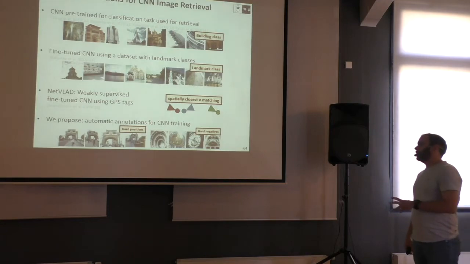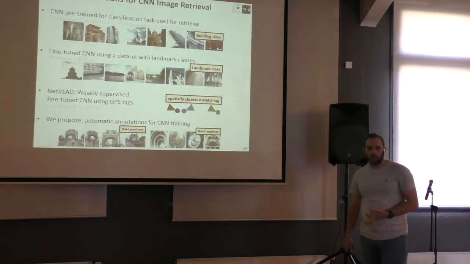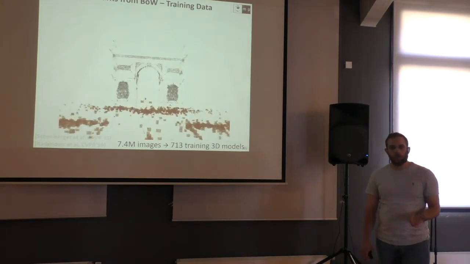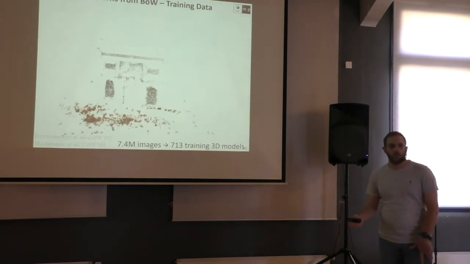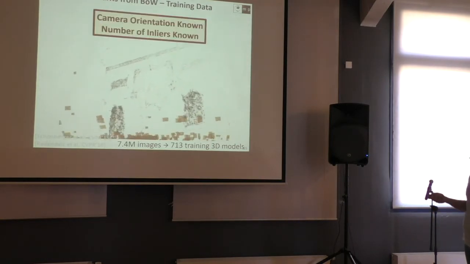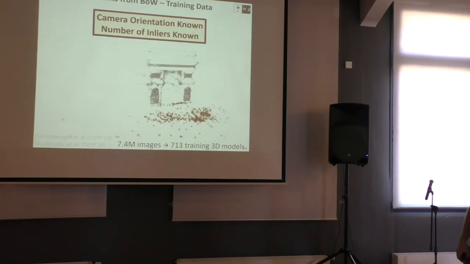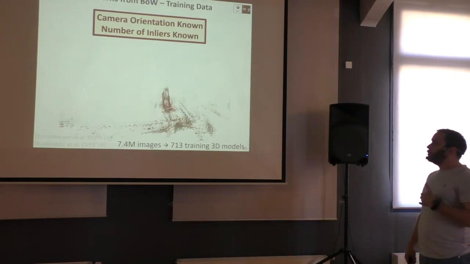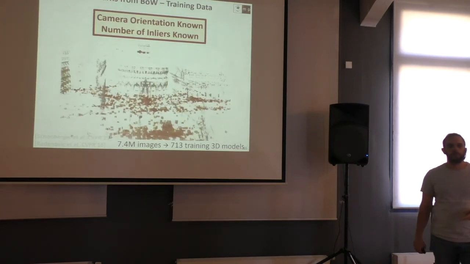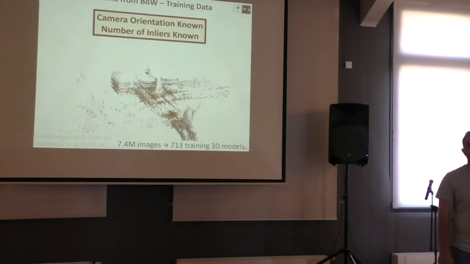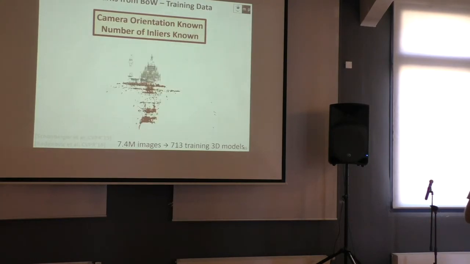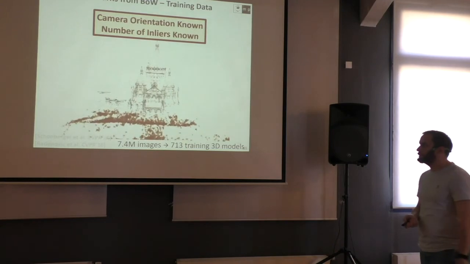We propose creating pairs of hard positive and hard negative images, and we propose using what we have done before. So we propose using the 3D reconstructions to actually get very accurate image pairs. And we can do that because with these very detailed 3D reconstructions, we know the camera orientation and we know the number of inliers. So for each pair of images, we actually know exactly if these are positive images and how close they are, so that we can push the algorithm to learn even the harder examples.